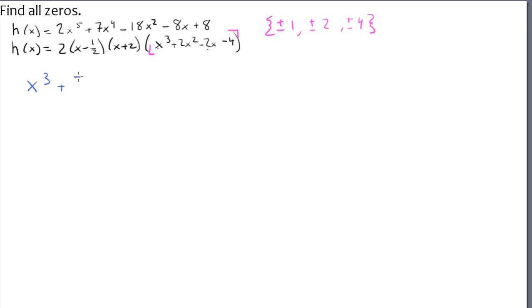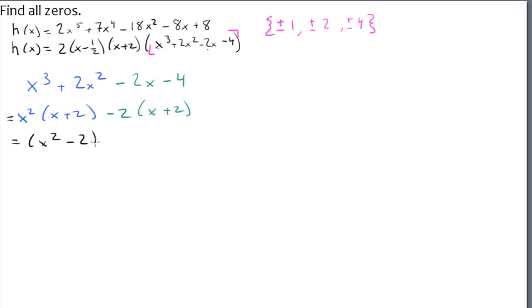X cubed plus 2x squared. I can factor an x squared out of this, and I get x plus 2, right? Minus 2x minus 4. I can factor 2 out of this, and I get x plus 2. All right. So I think this means that then x squared minus 2 times x plus 2, h of x is equal to 2, x minus 1/2, x plus 2, x plus 2, x squared minus 2.